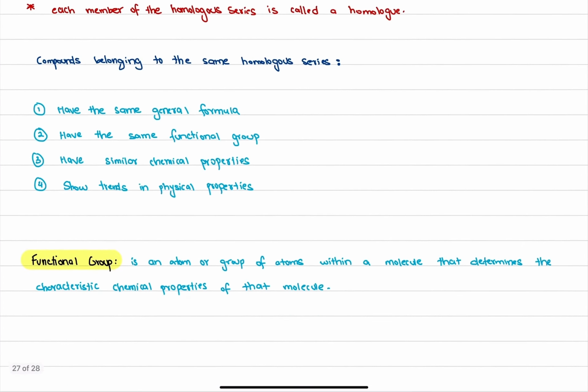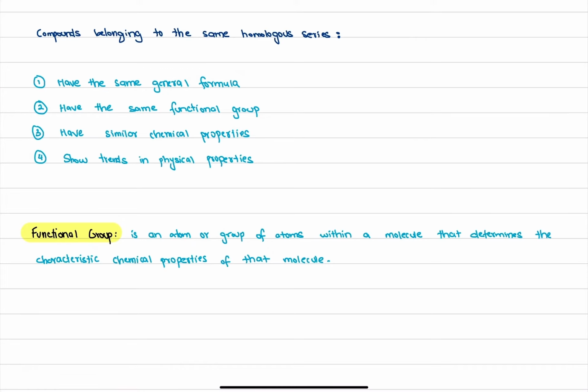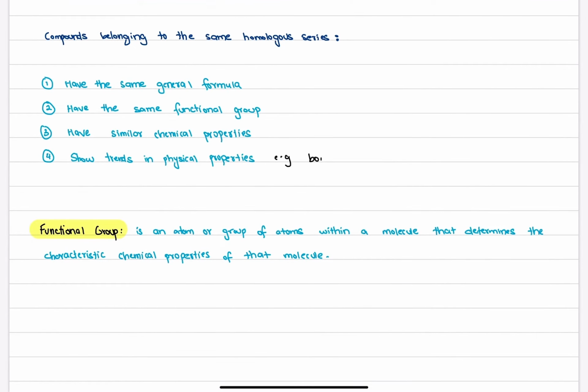Now let's talk about the last thing, which is that all organic compounds in the same homologous series show trends in physical properties. Now let me mention some of these physical properties. So for example, your boiling point is basically one of these physical properties. It can be size, it can be weight, it can be density. All of these things are basically physical properties, because physical properties are those which you can actually observe for a given compound or molecule. All the organic compounds in a homologous series will show trends in physical properties.